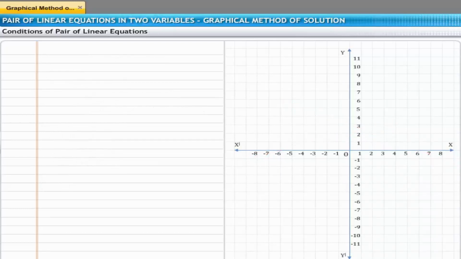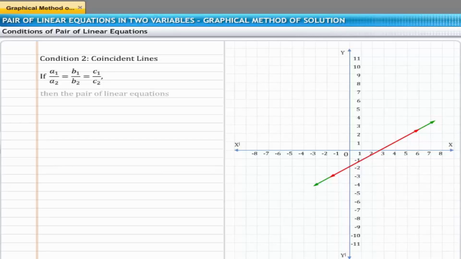Next, let's consider the second case where the lines coincide with each other. This condition is possible only if a1 upon a2, b1 upon b2, and c1 upon c2 are equal. In this case, the pair of linear equations will have infinite solutions.